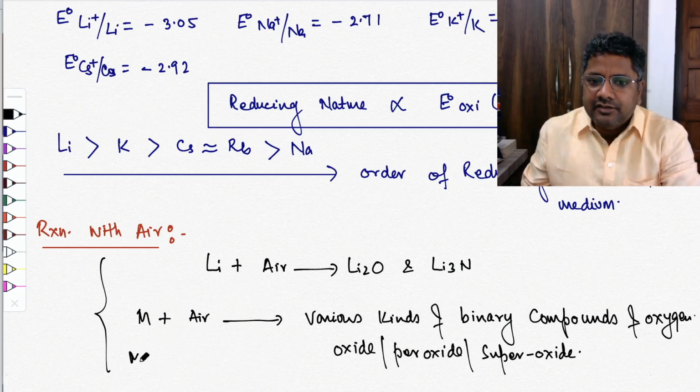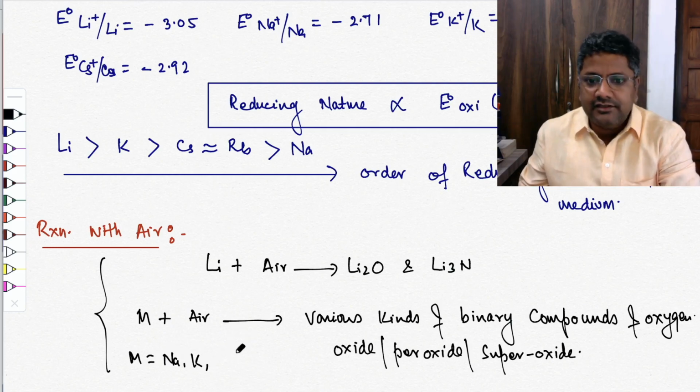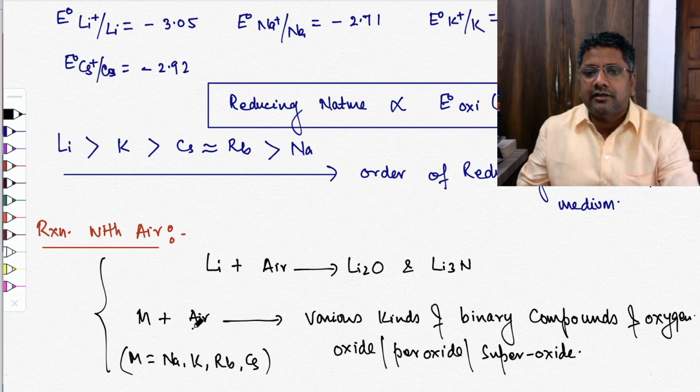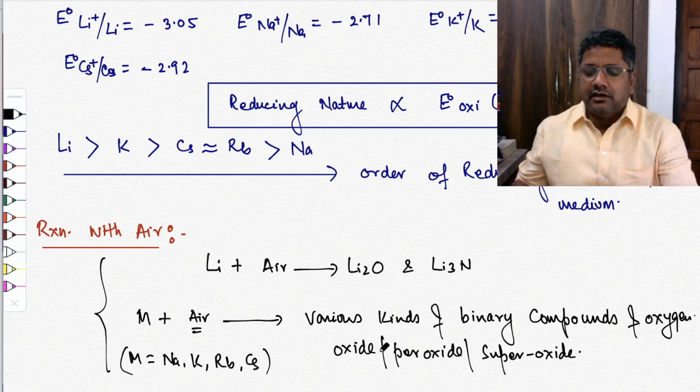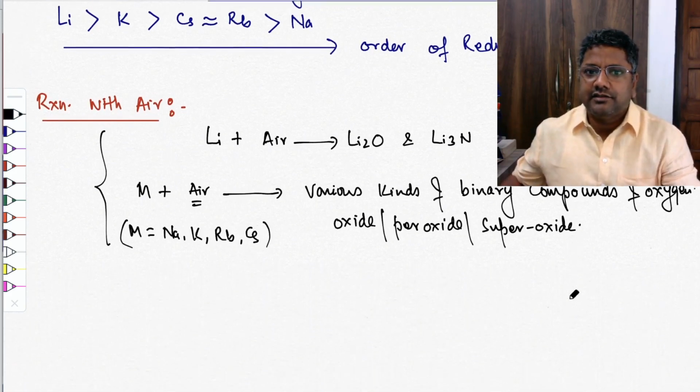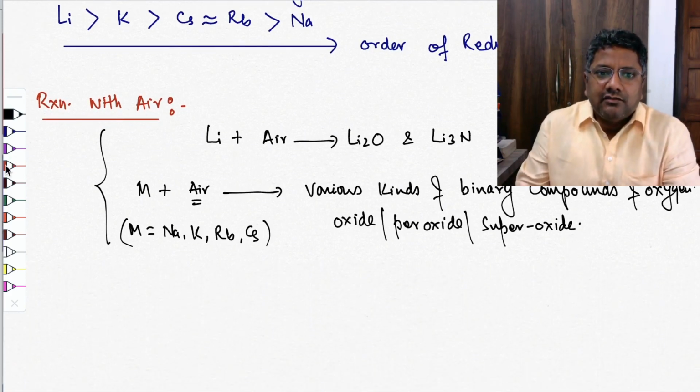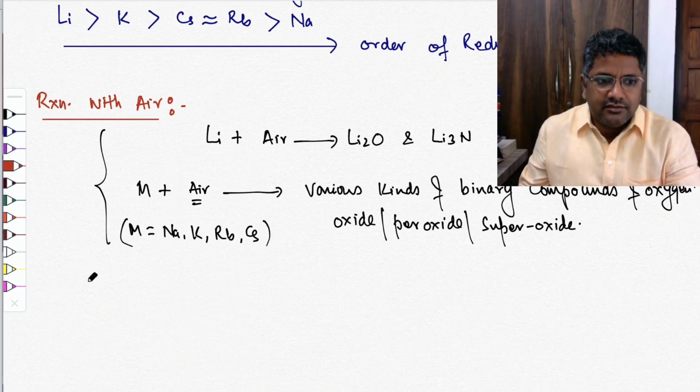And here M is equal to Na, K, Rb and Cs, all have the ability to form various kinds of binary compounds like oxide, superoxide, and peroxide. Okay. Now the third one is the reaction with oxygen.